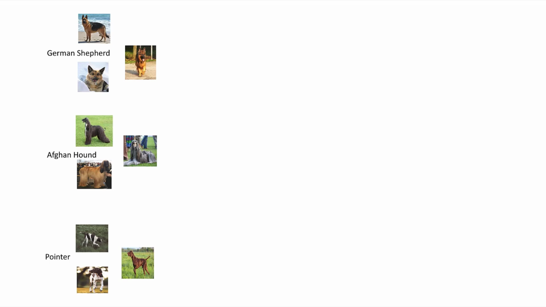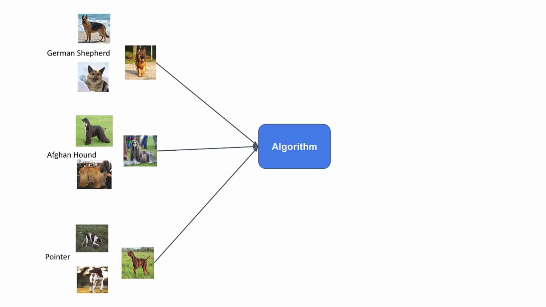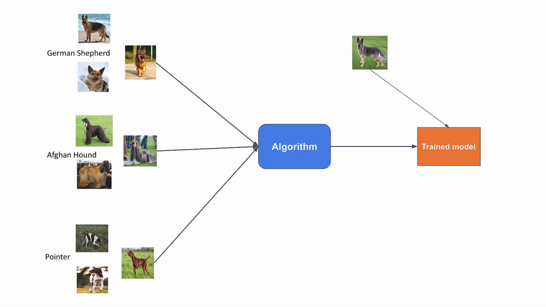After collecting a few images of German Shepherd, Afghan Hound and Pointer, we are going to pass these images to our machine learning algorithm. Now this algorithm will find patterns in these images and we will get our trained model. In this trained model, there is a specific pattern for each breed of dog. Like there will be a specific pattern for German Shepherd and a specific pattern for Afghan Hound and Pointer.